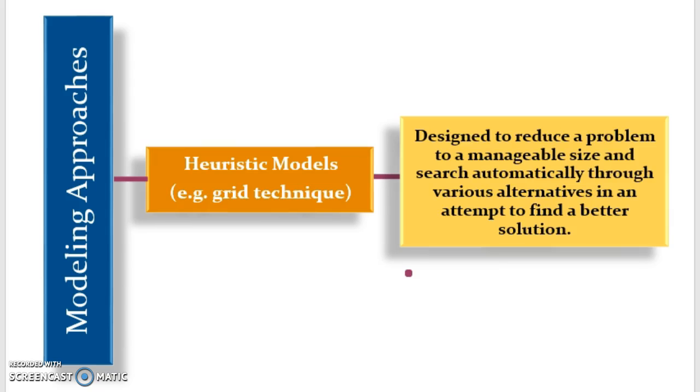Heuristic models. Heuristic models do not generate a best solution, but produce a good first approximation. These models are used for warehouse location, truck routing, and warehouse product layout. They help to reduce a problem to a manageable size and search automatically through various alternatives in an attempt to find a better solution.